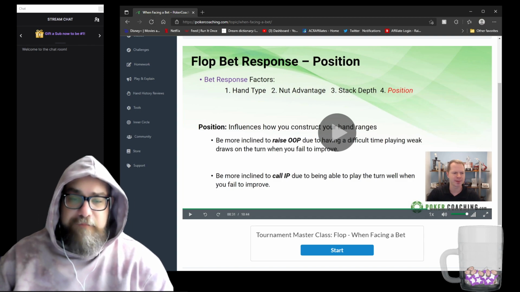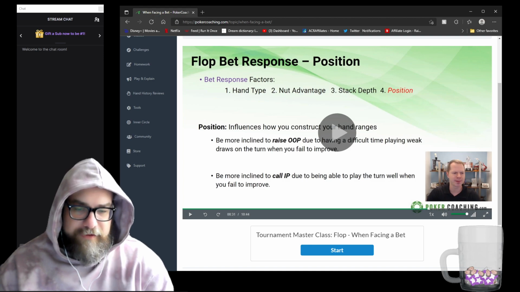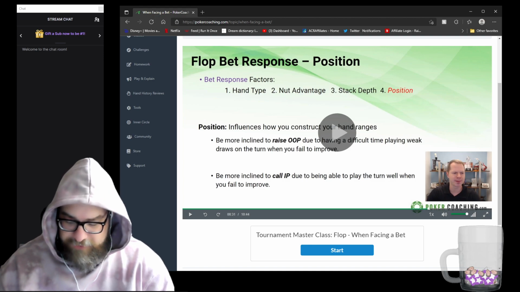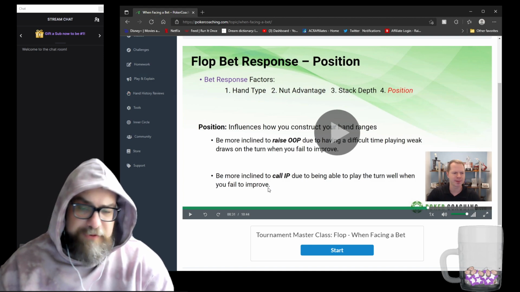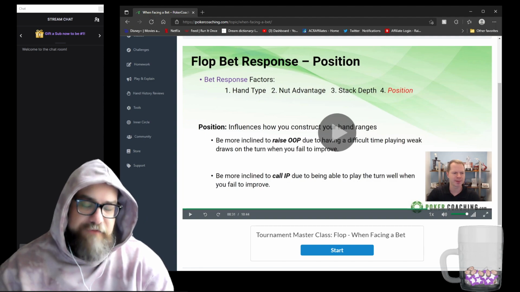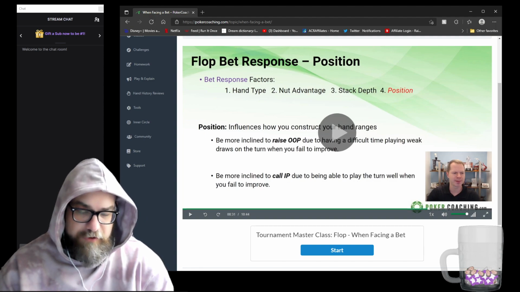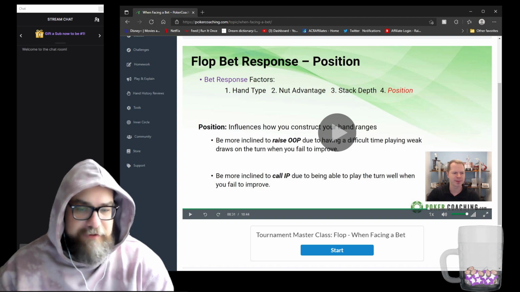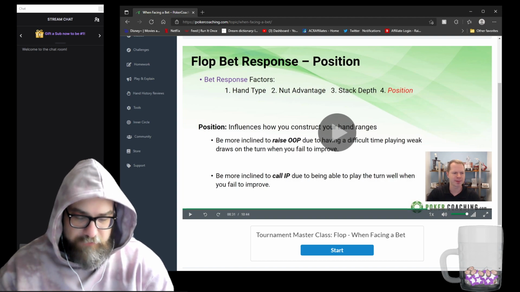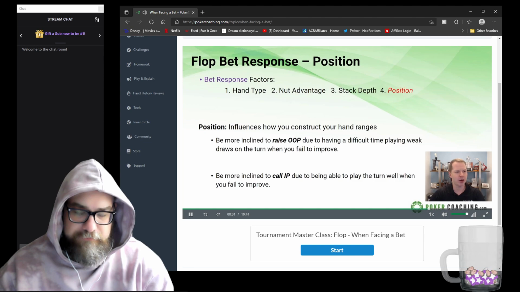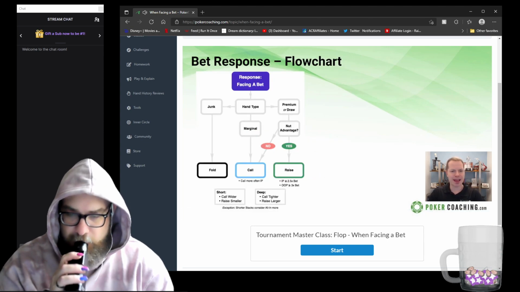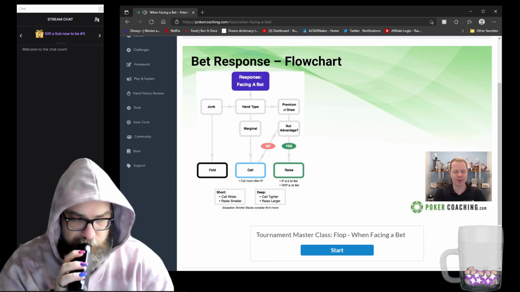So out of position, a lot more checking and a lot more raising. Sounds counterintuitive, but a lot less calling. In position, a lot more calling, because you already have the perfect information of what your opponent's going to do, because they already did it. And now you're just waiting to respond to it. So let's take a look at the bet response flow chart.